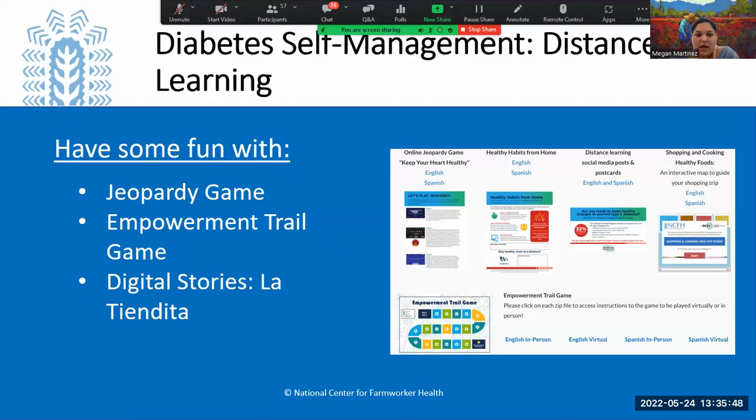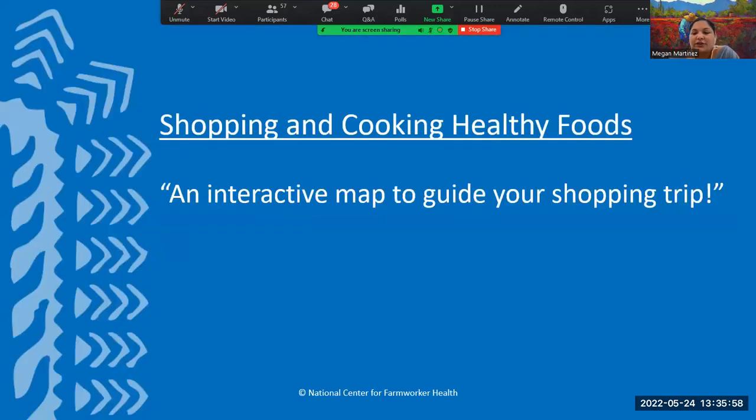And then another thing I'd like to highlight in this section, and we're going to show you a brief clip, is a shopping and cooking tool that's available, which is an interactive map that guides you through a shopping trip at the supermarket to select healthy options to cook, and it's called La Tiendita. So Maria, can we please play a quick clip of this.